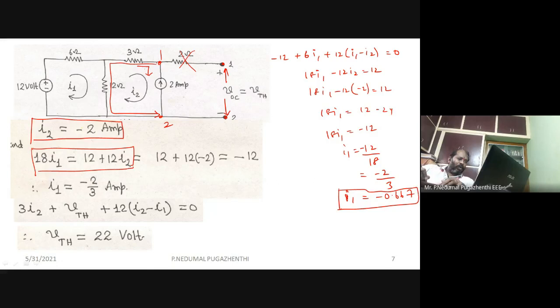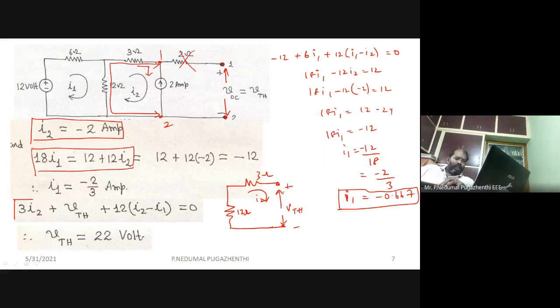So what is the voltage across this? That will give me 3 into I2. I will take this loop. What is this loop? 3 ohm, 12 ohm, and this is going to be my VThevenin. Am I right? This is my current direction. We have already taken that I2. Okay, this is 12 ohm, right? So I will write a loop equation.